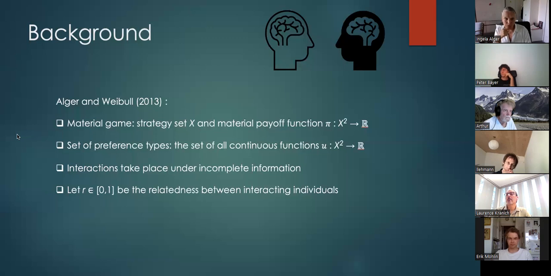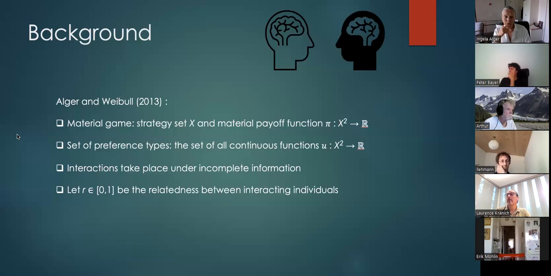In this paper, also, when you study non-cooperative game theory, you need to specify what kind of information the players have about each other. So in this paper, we restricted attention to settings in which interactions take place under incomplete information, which means that each individual knows, of course, their own preferences, but has no information about the opponent's preferences.